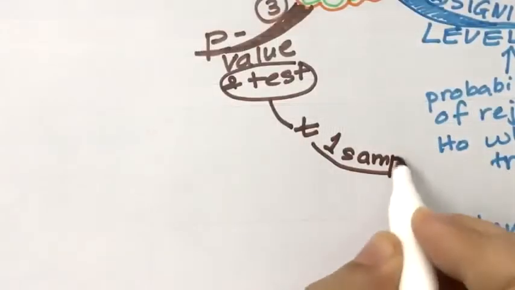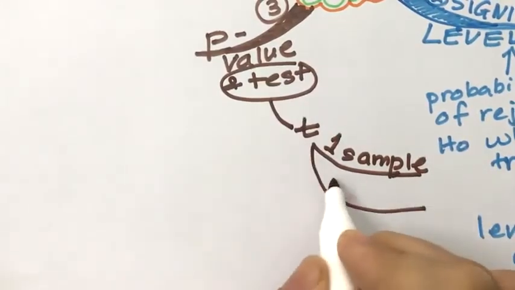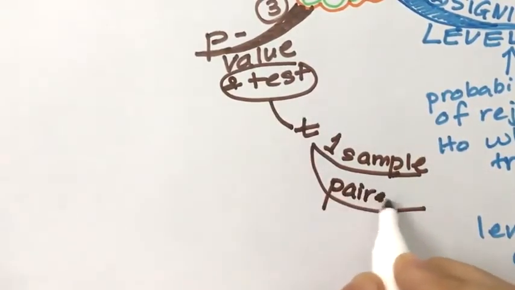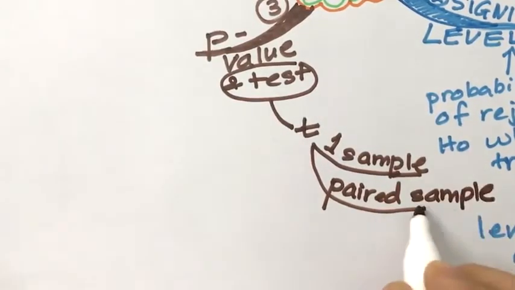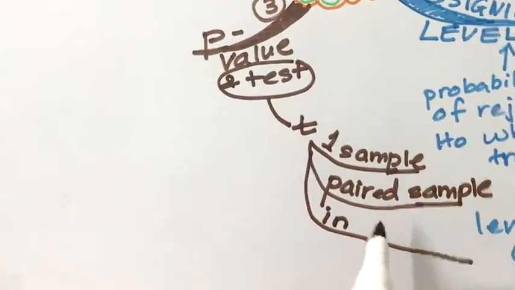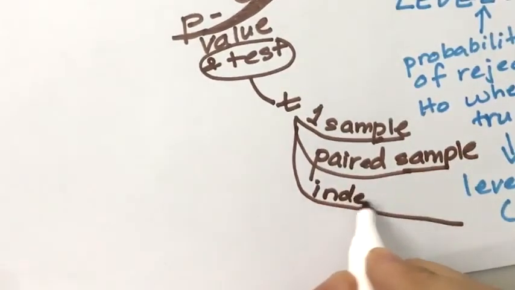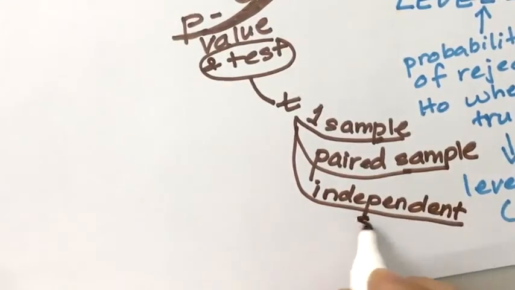There are three types that you will learn. That is the one sample test for the cupcake example, the paired sample test for the car engine efficiency comparison, and the independent sample test for the two types of cancer treatment. The details will be discussed in the next video.